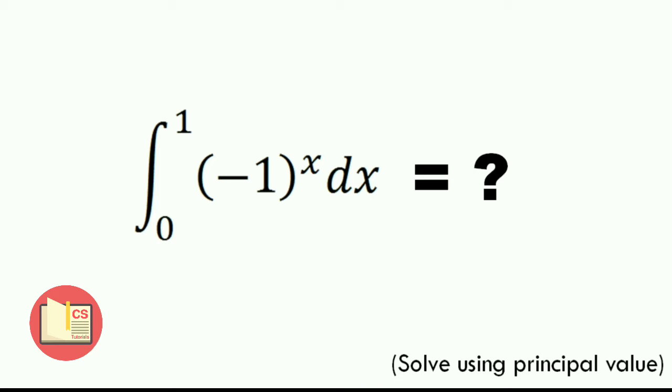In this video, we solve a routine integral using principal value. So we have the integral from 0 to 1 of -1 raised to power x dx.